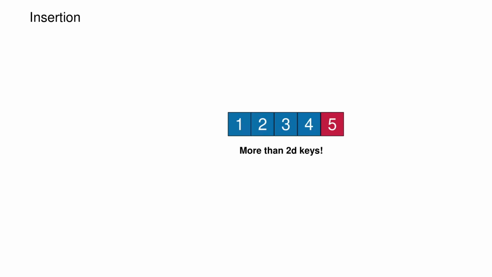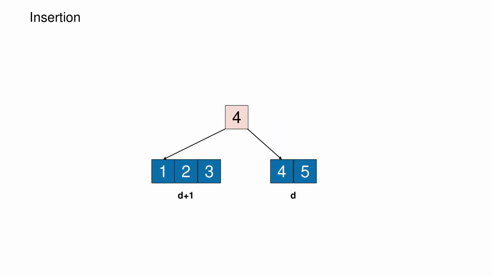I just split it, right? Just cut it like this with 1, 2, 3 on the left, 4, 5 on the right, and I turn them into children of a new root. And then I put the 4, and the 4 is just the smallest from the right, right? So everything on the left is strictly less than 4. Everything on the right is greater than or equal to 4.